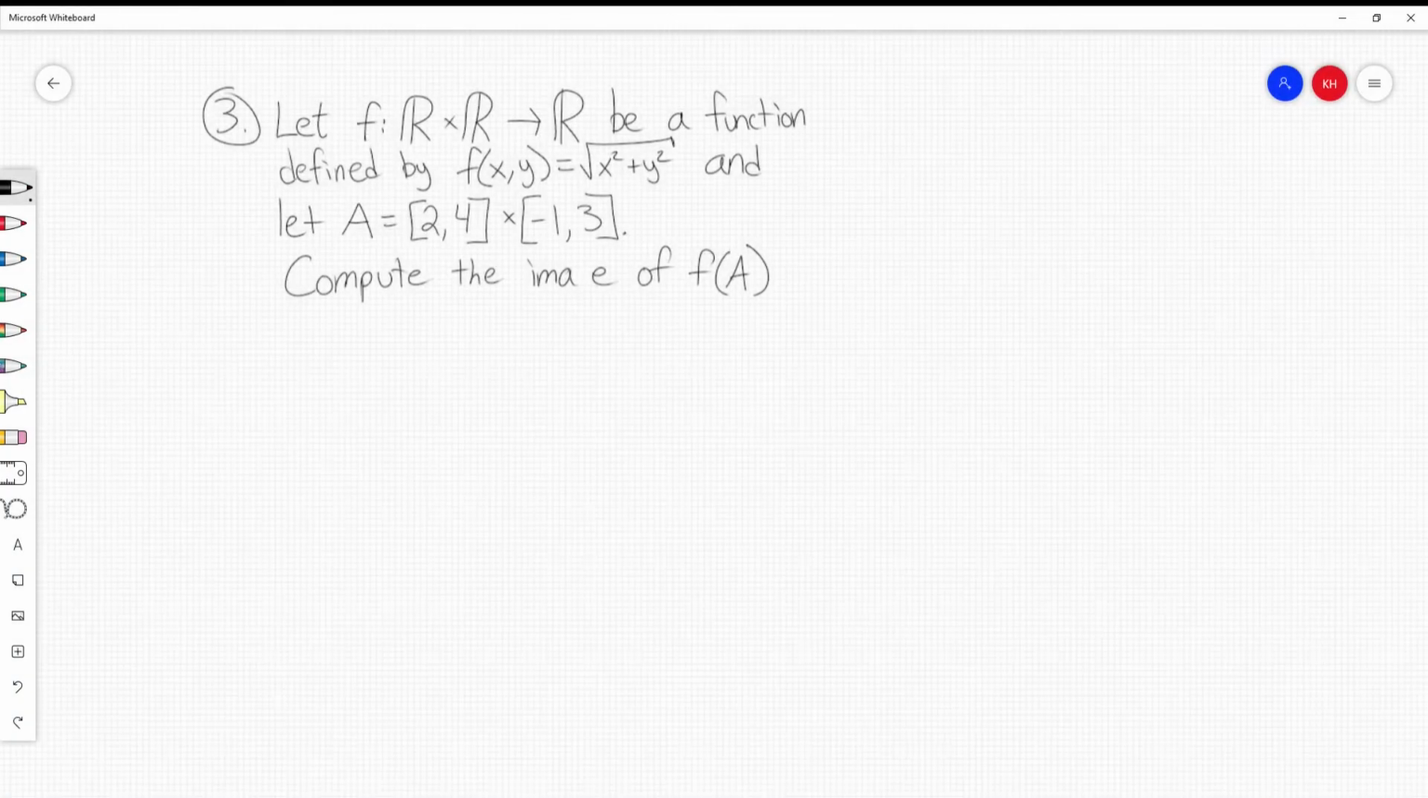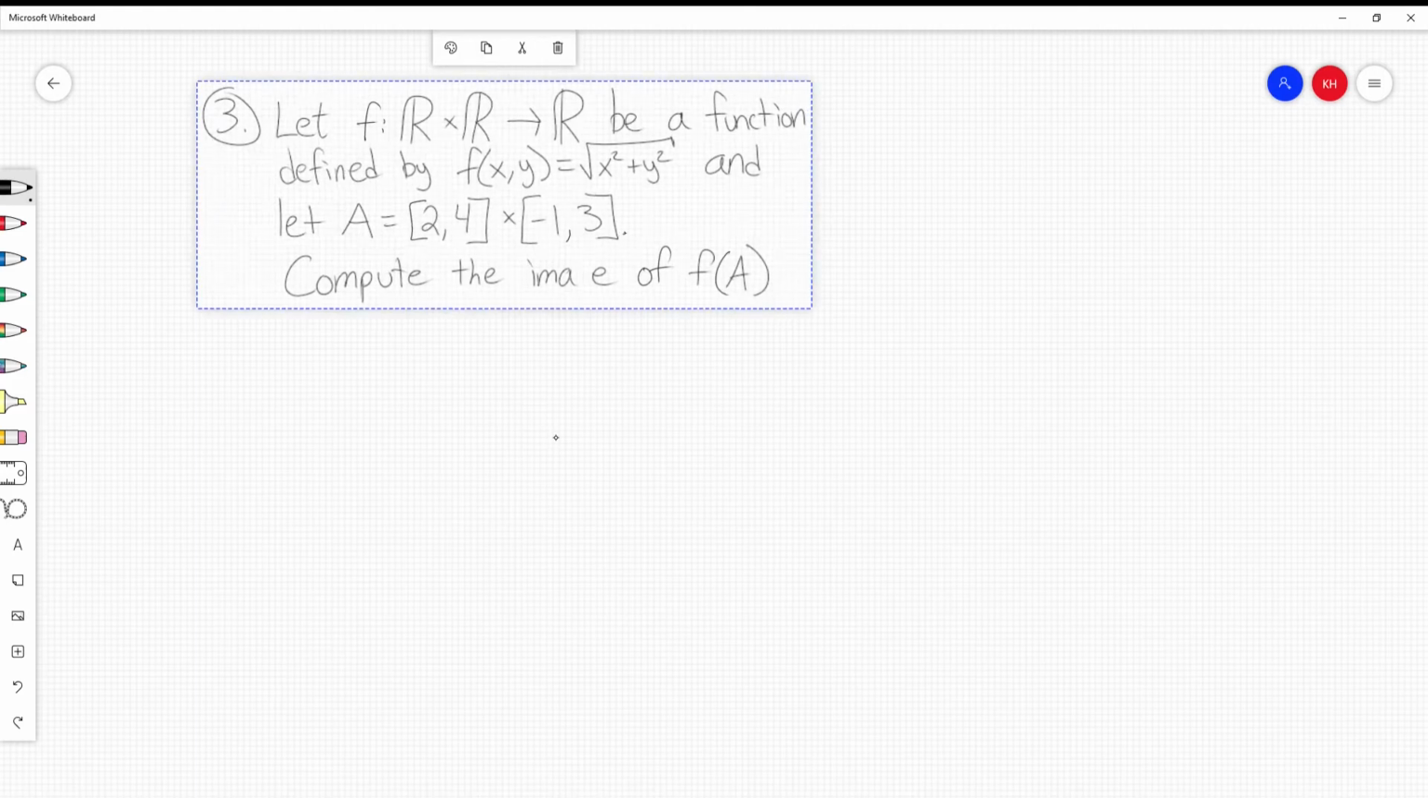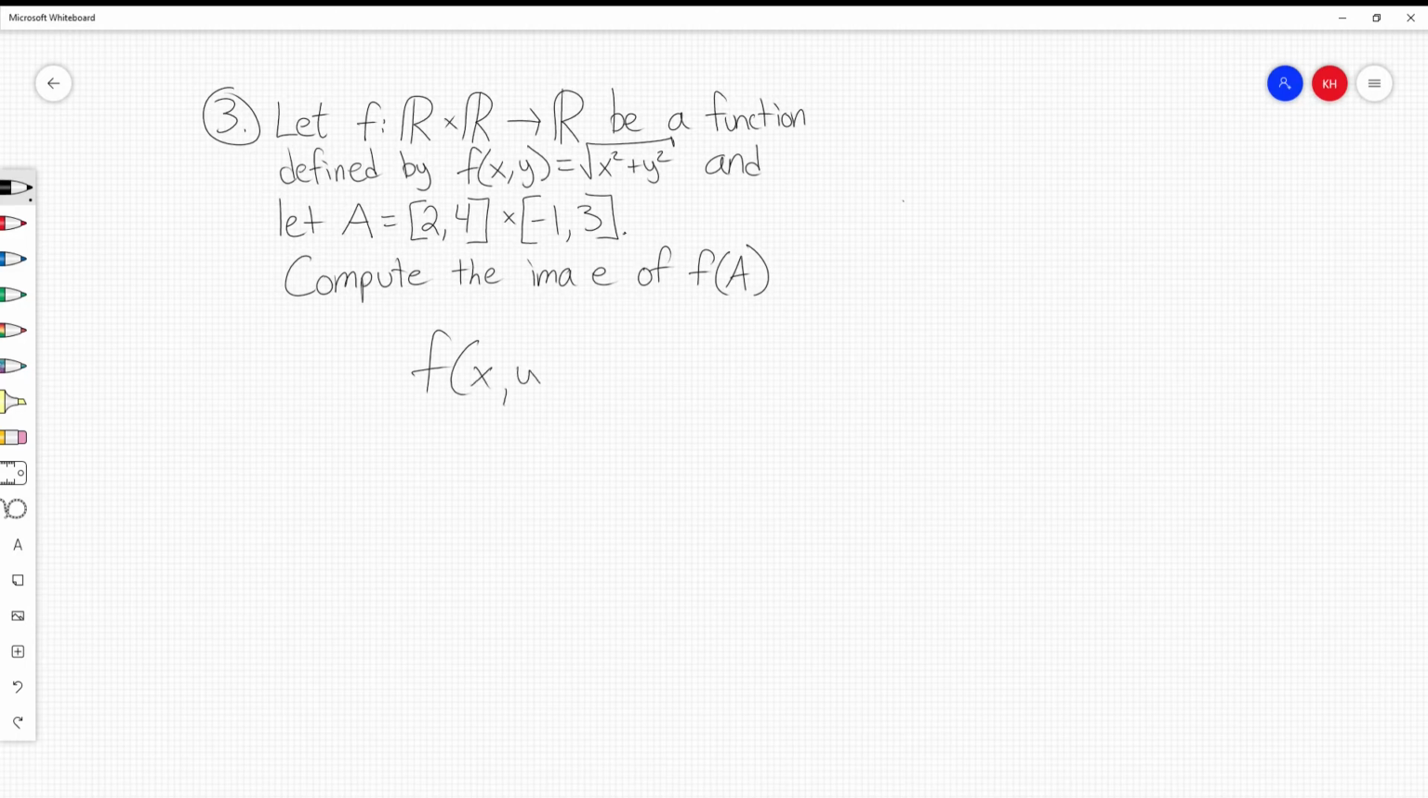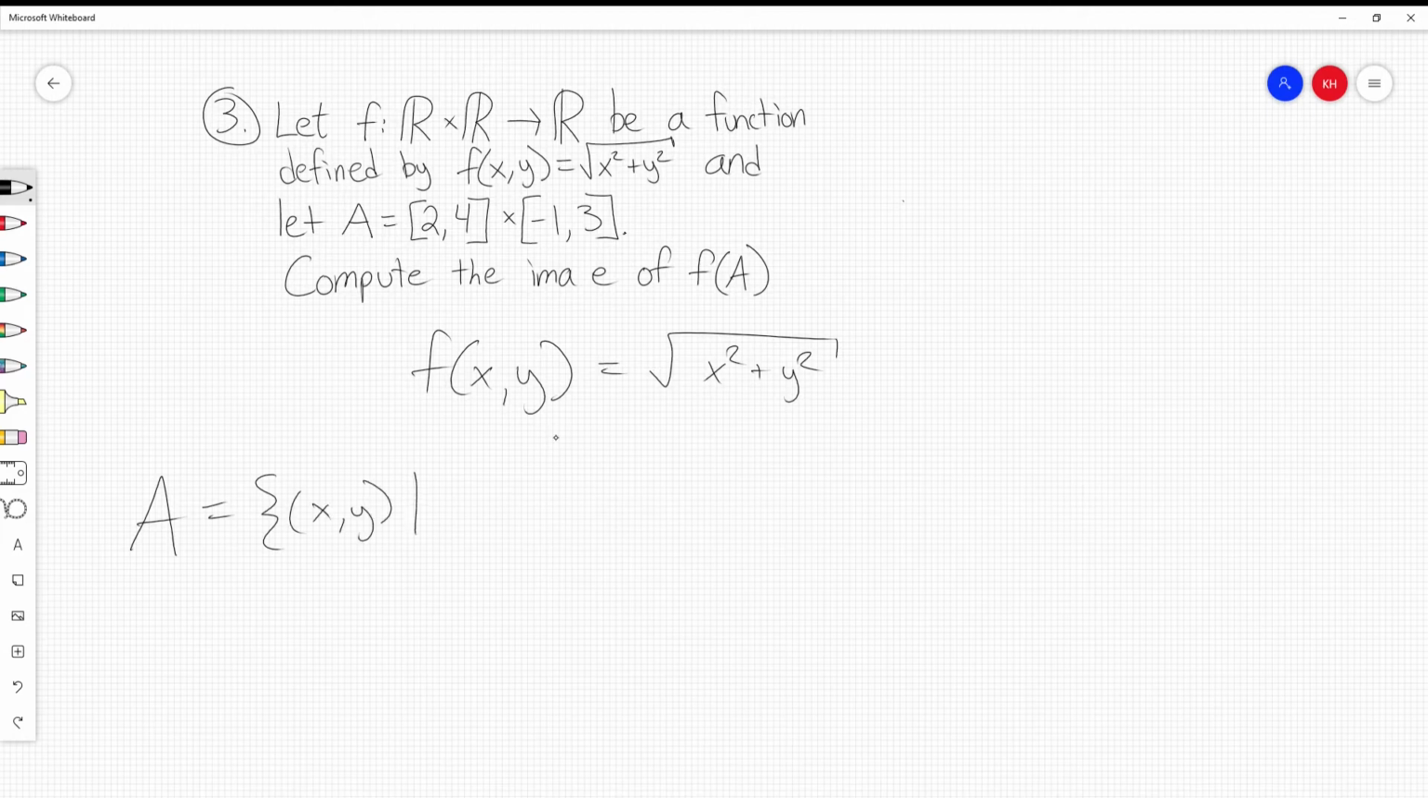All right, number 3 is asking us a very simple question. Let f be a function from the reals cross the reals to the reals, defined by f of (x, y) equals the square root of x squared plus y squared. Simple enough. And let A be a set such that an element (x, y) satisfies 2 ≤ x ≤ 4, and -1 ≤ y ≤ 3.